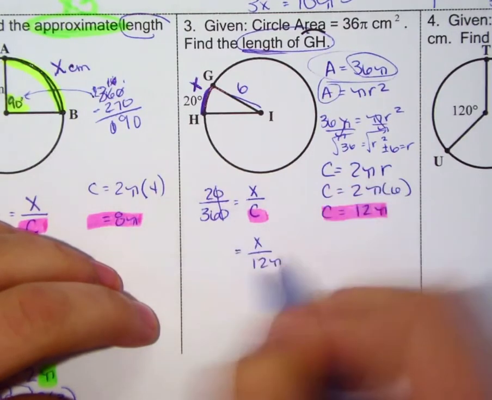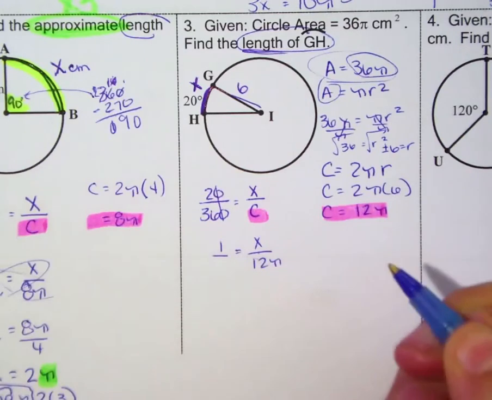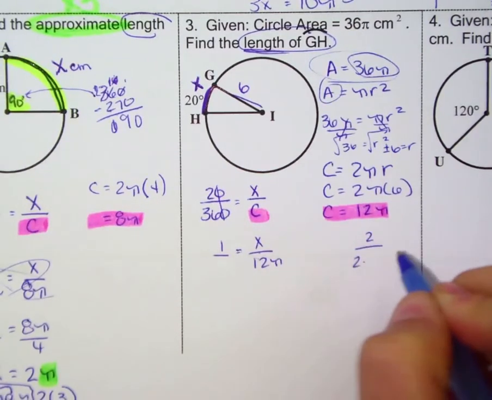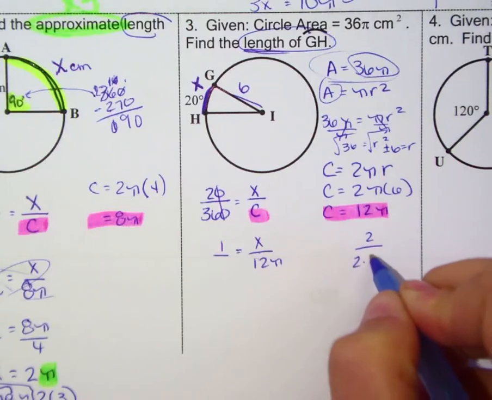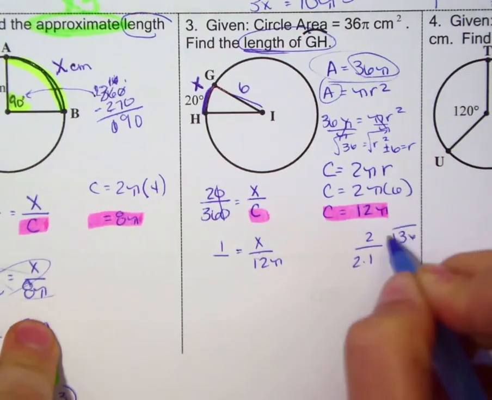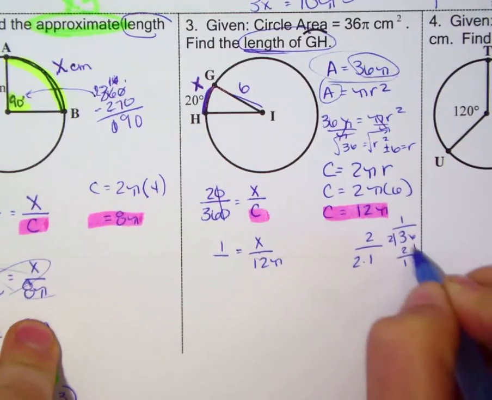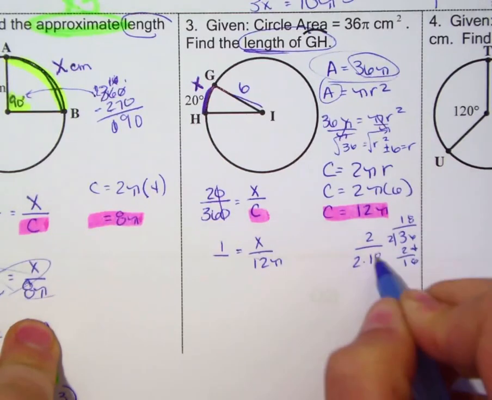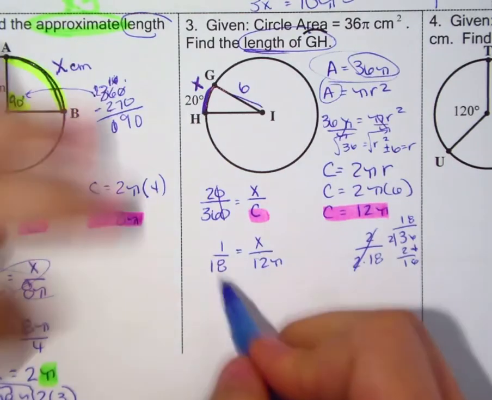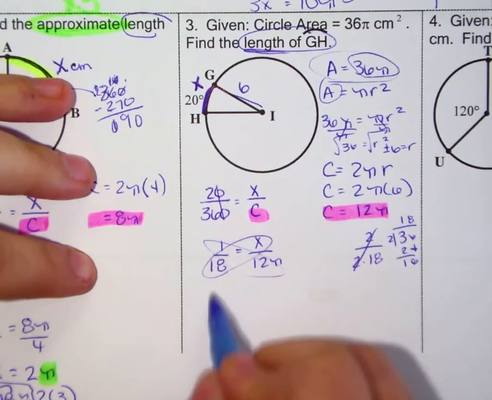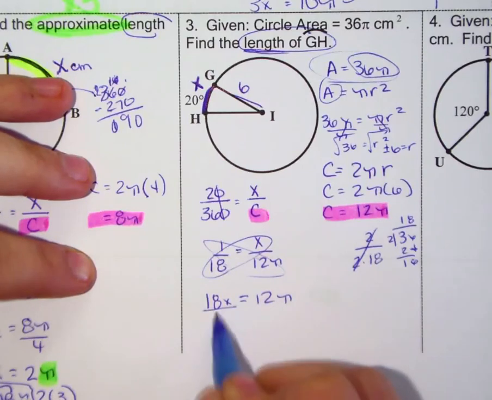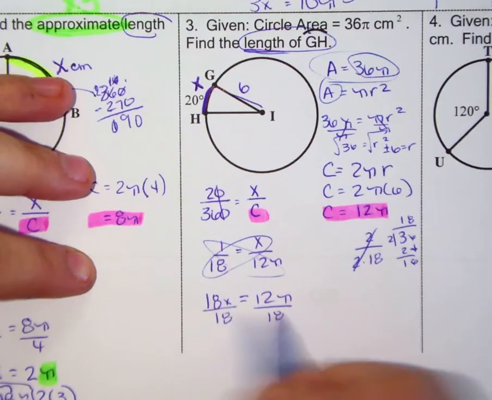Reduce. 2 divided by 36 is 2 times, what is that? 36 divided by 2, 18. So 1/18. Cross multiply. 18x equals 12 pi. Divide both sides by 18.